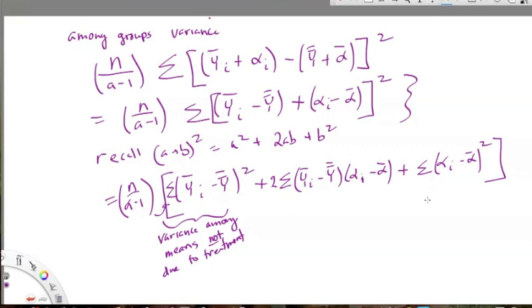All right, now let's go over to this one. I'm going to skip the middle one for a second and talk about this one. So this is the added variance component due to being a member of a particular group.